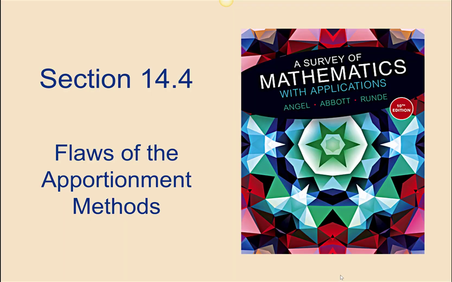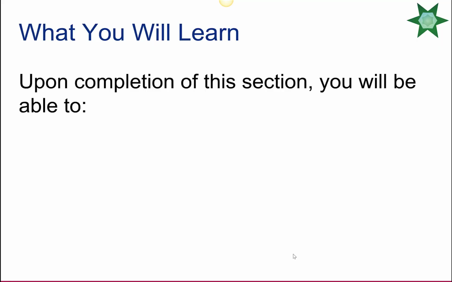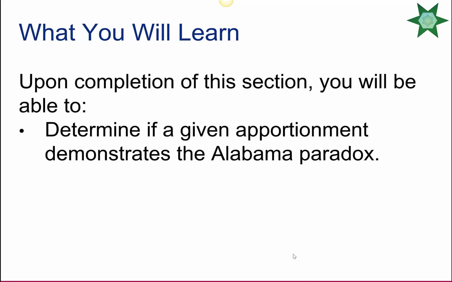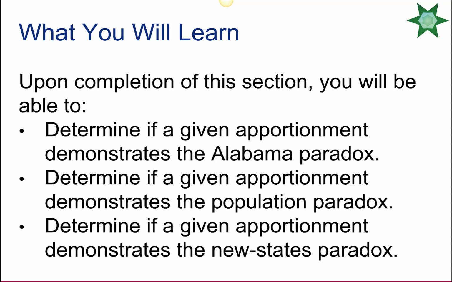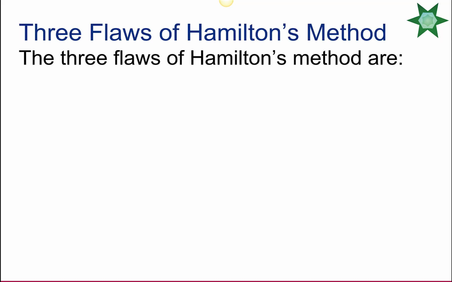Section 14.4, Flaws of the Apportionment Methods. Upon completion of this section, you'll be able to determine if a given apportionment demonstrates the Alabama paradox, the population paradox, or the new states paradox.